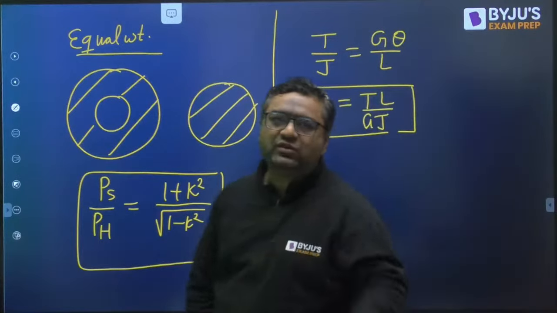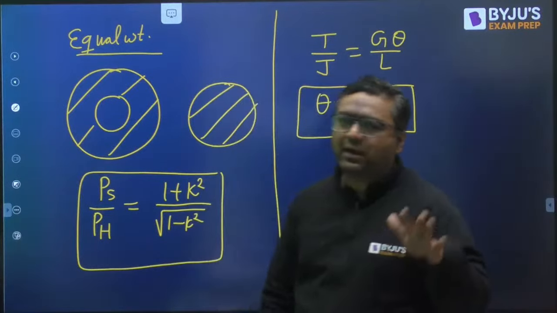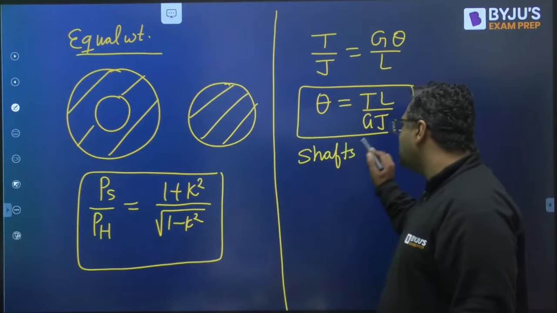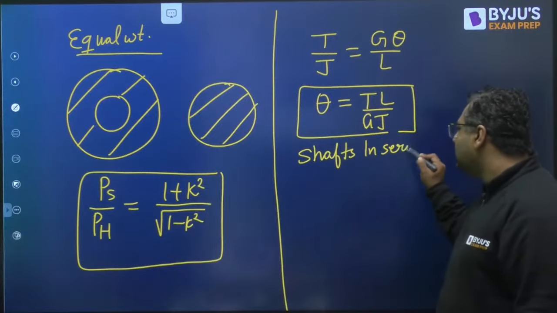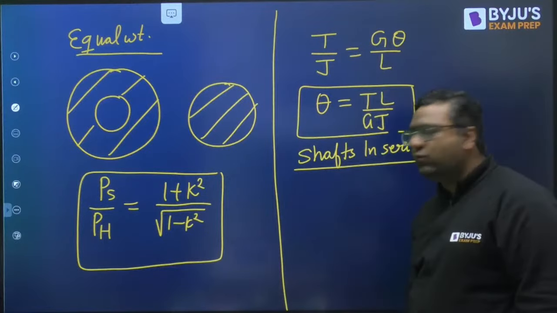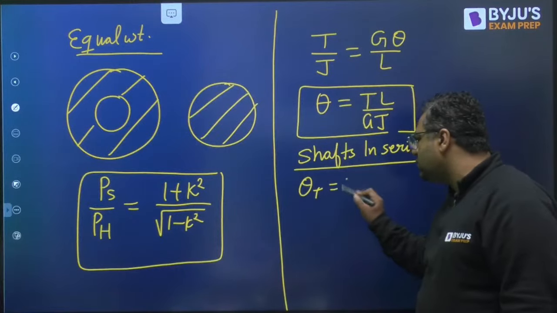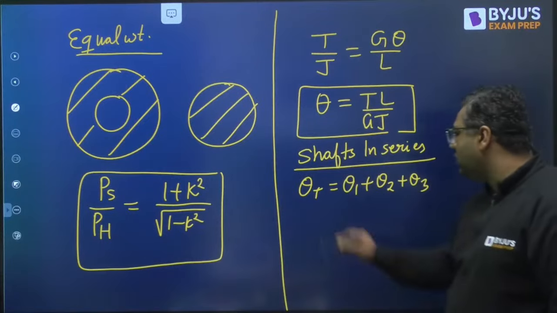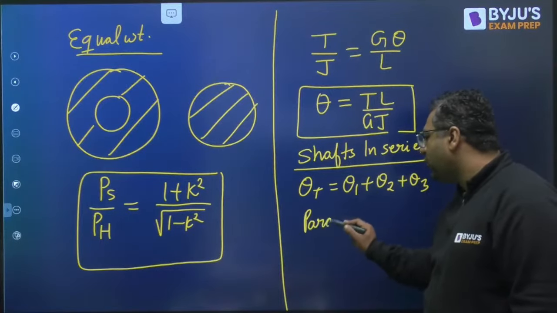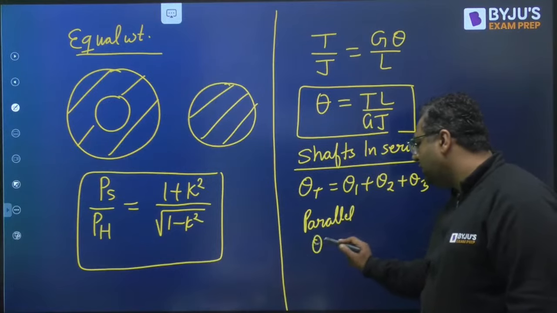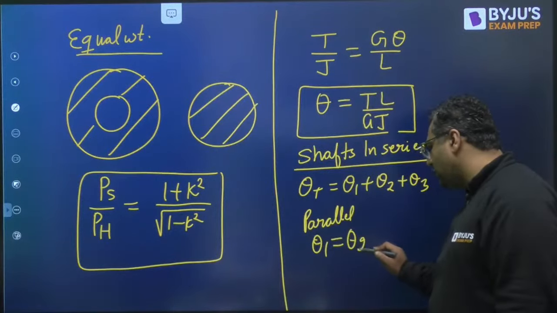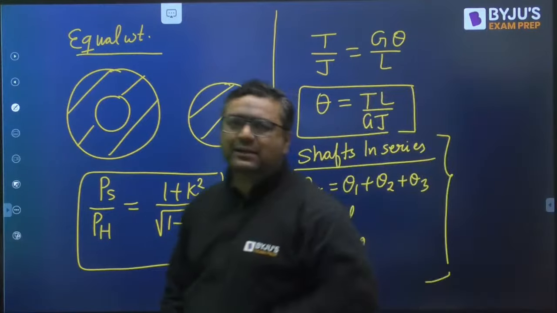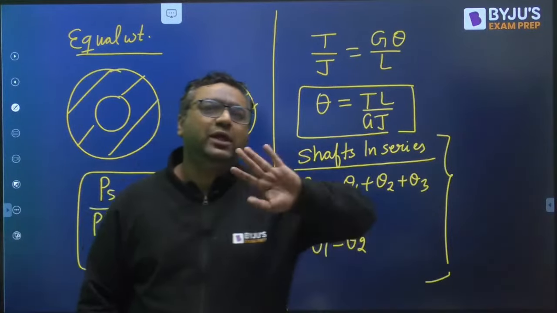And just like you have studied the bars in series, bars in parallel, similarly you can go for shafts in series. So for shafts in series, my dear, you will be writing theta total equals theta 1 plus theta 2 plus theta 3. And similarly, for the parallel connection, you will have theta 1 equals theta 2. So guys, this is how we will be using it, similar to the bars in series and bars in parallel, there is no difference.